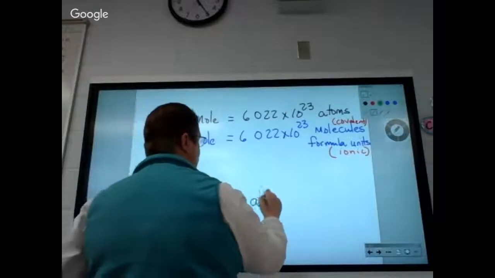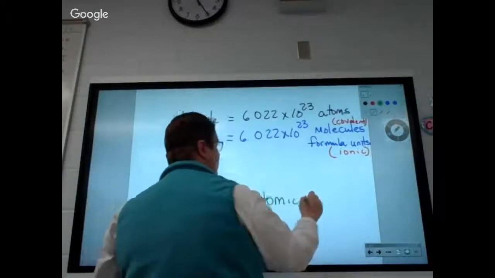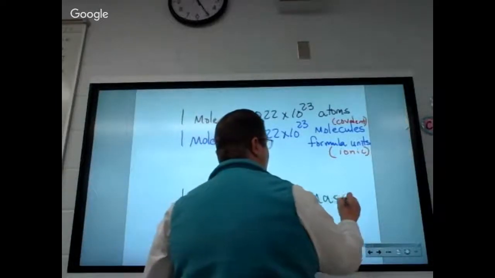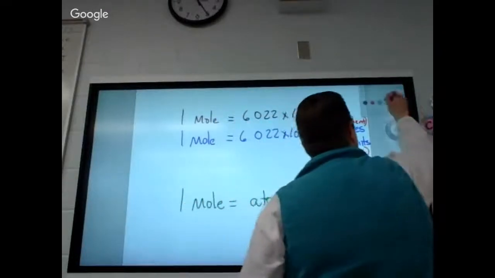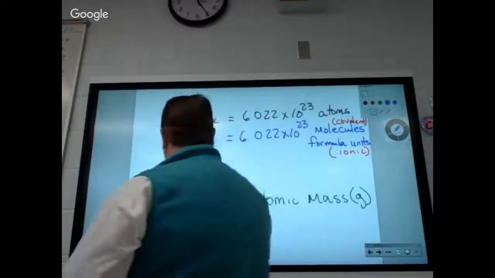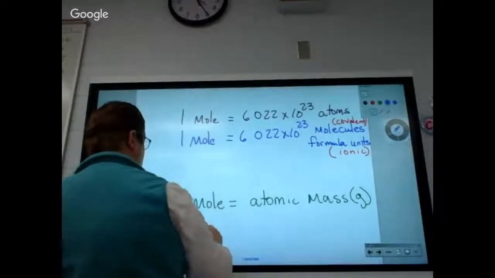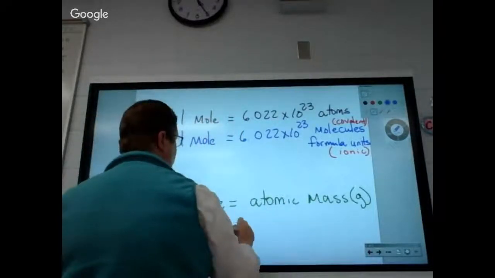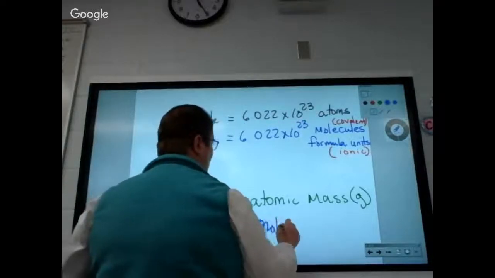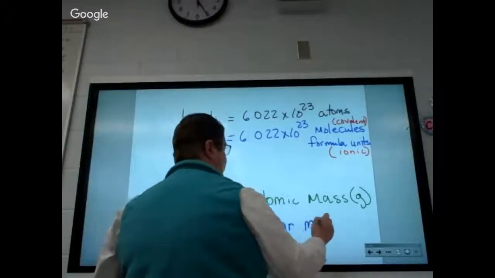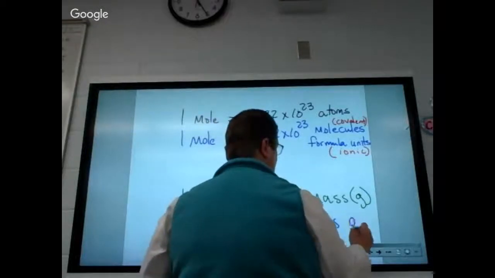Now, the second thing we're going to talk about is we learned that 1 mole was equal to atomic mass in grams, right? Well, today, we're going to branch out just a little bit. 1 mole is equal to molar mass in grams.